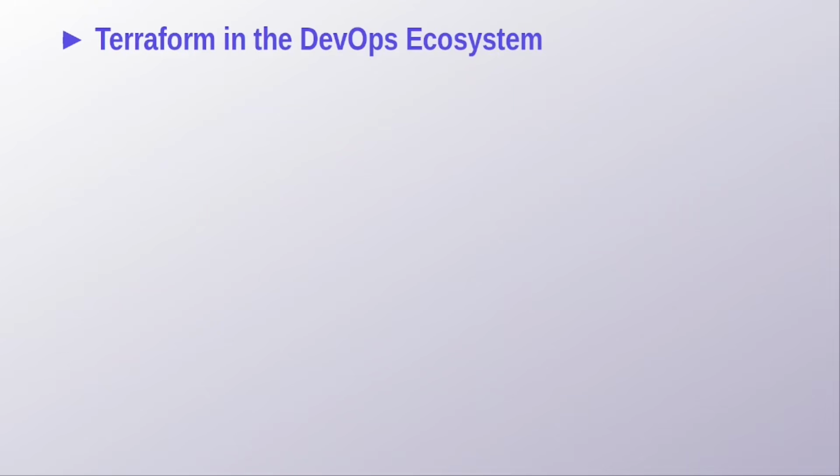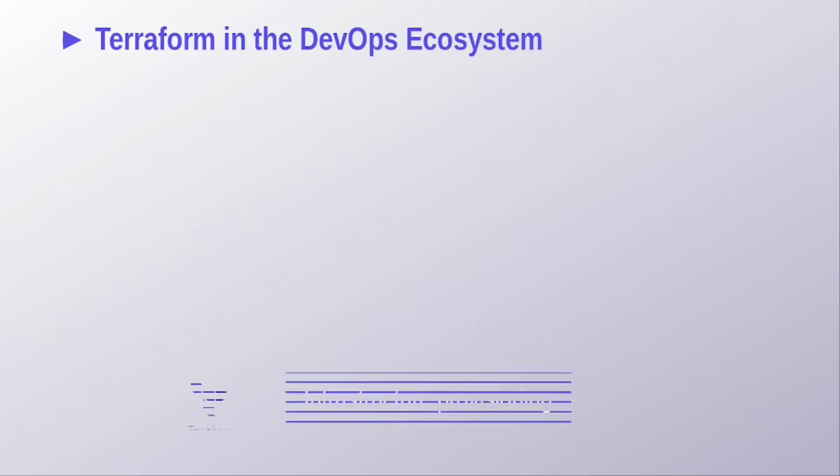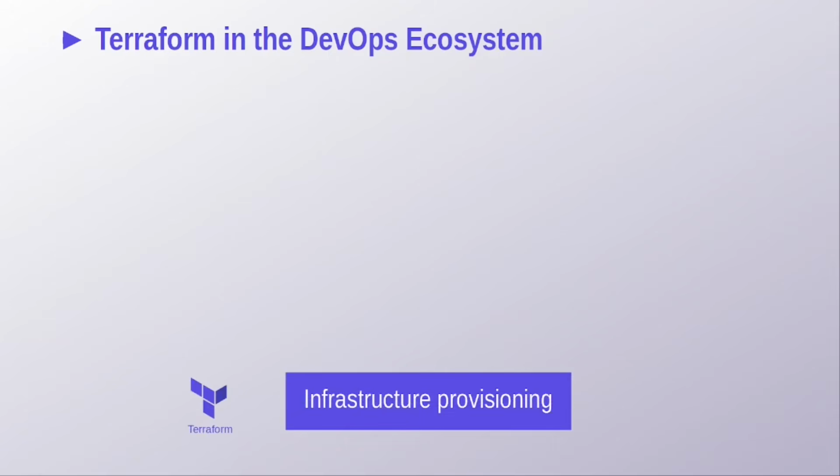Terraform in the DevOps ecosystem. Terraform does not work alone, it is part of a bigger system. Terraform is used for provisioning infrastructure, that means networks, servers, databases, load balancers. Terraform creates the foundation for all the tools and all the roles.